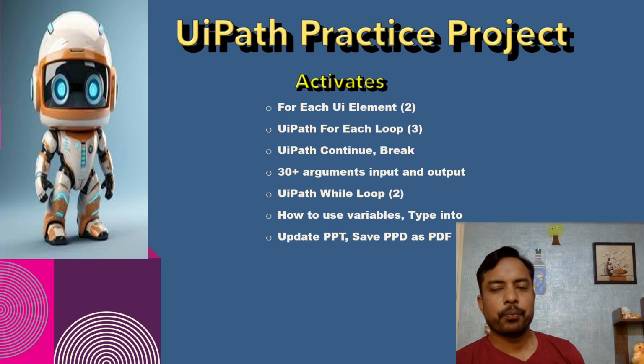The next important component of UiPath RPA is activities. So in these 12 videos of this project, we are going to use many different activities. The main important UiPath activity is For Each UI Element. We have used this For Each UI Element 2 times. And then we have used the UiPath For Each loop in this project for 3 different workflows. And we are also covering how to use continue and break statements within loops.